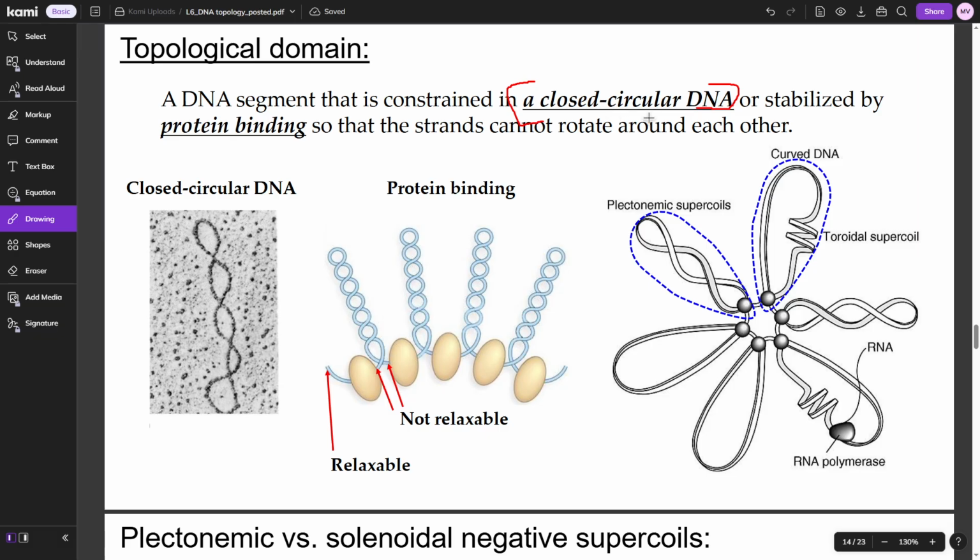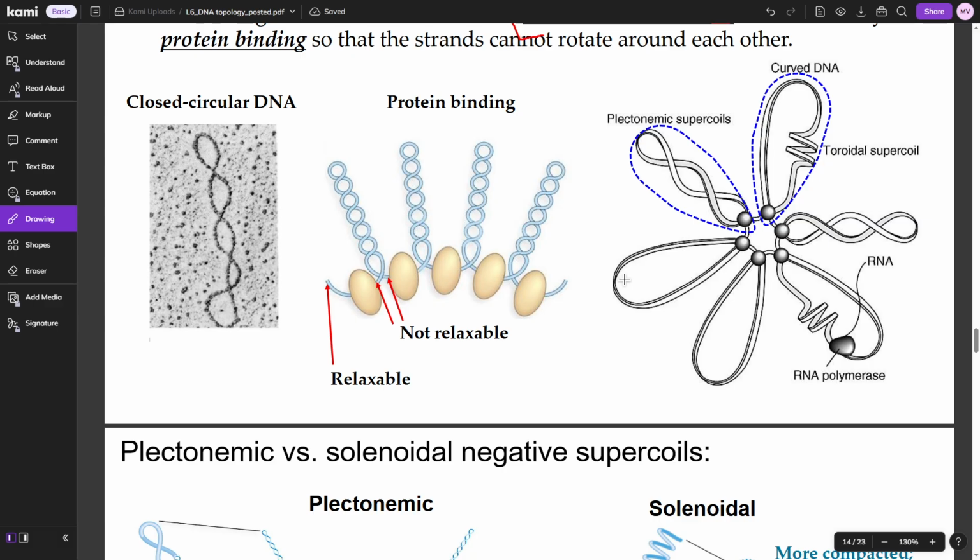What you should understand from this is that when DNA is closed, circular, or closed off, the linking number tends to stay constant. And when you snip the DNA, or when it's open, then the linking number is undefined until it's closed again.